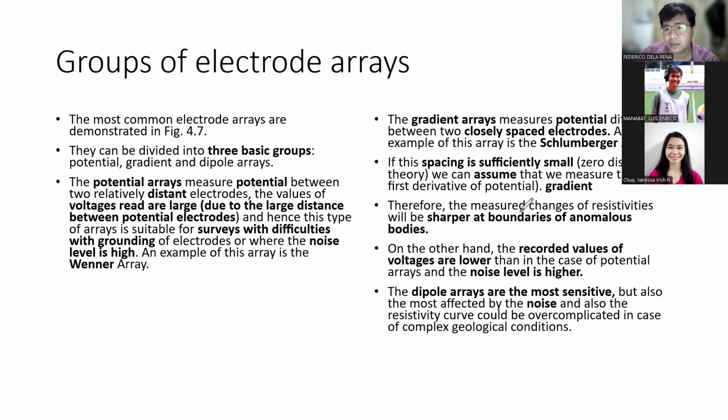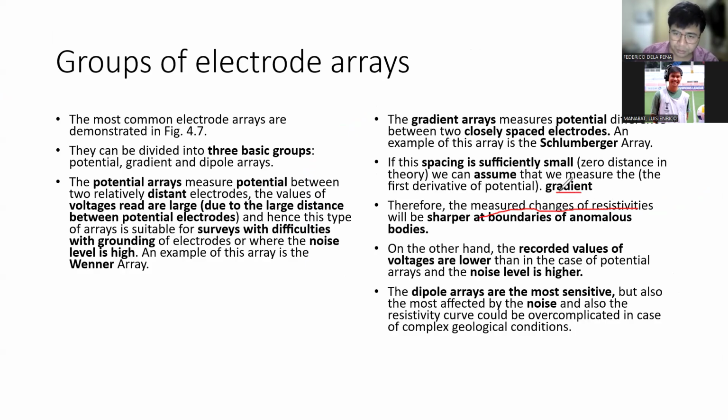The advantage of the Schlumberger array is that you are measuring changes in resistivities, like you're measuring the gradients, and therefore this is going to be very sensitive to boundaries. Okay, so if you're trying to delineate or locate the contact between two boundaries, Schlumberger is quite good.